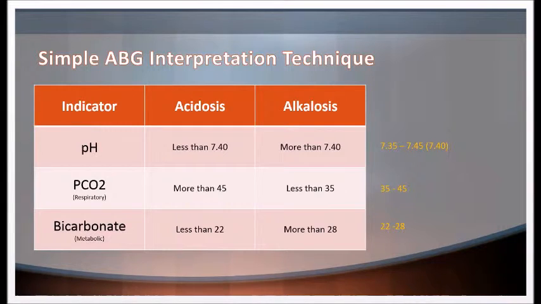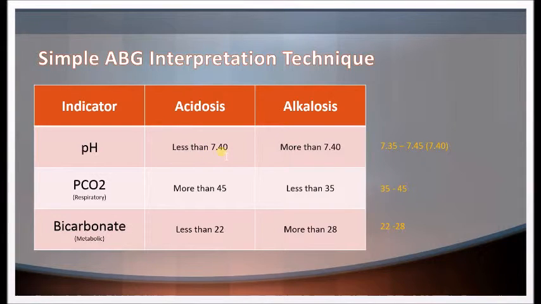So this is a simple technique that I use. What we're going to do is very simple. We're always going to look at the pH, okay? And I put a little cheat sheet over here, so if you forget, which is always good to remember from now on: 7.35 to 7.45, that's our normal pH.